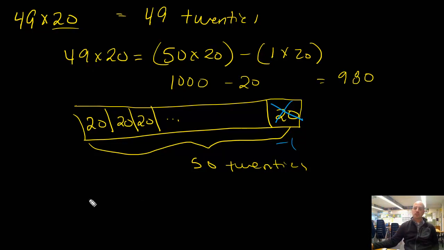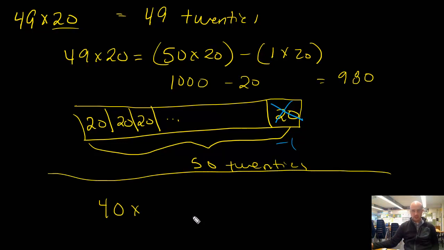You also could use the distributive property here if that's where your mind went. You can do 40 times 20, and you could add in 9 times 20 to get your solution, and that would also be an acceptable way to go about doing this.